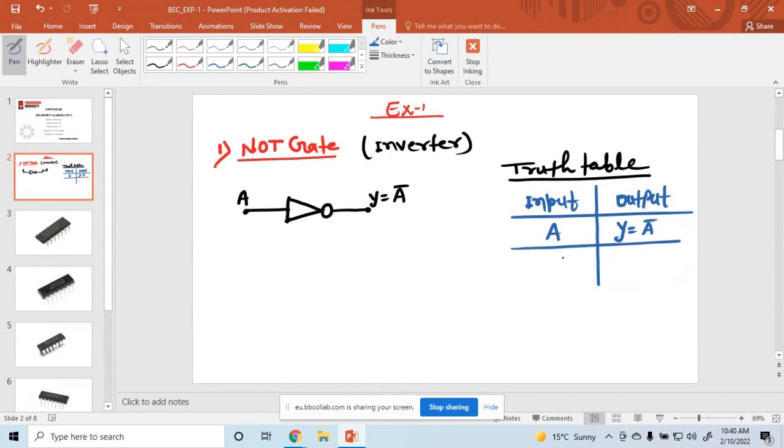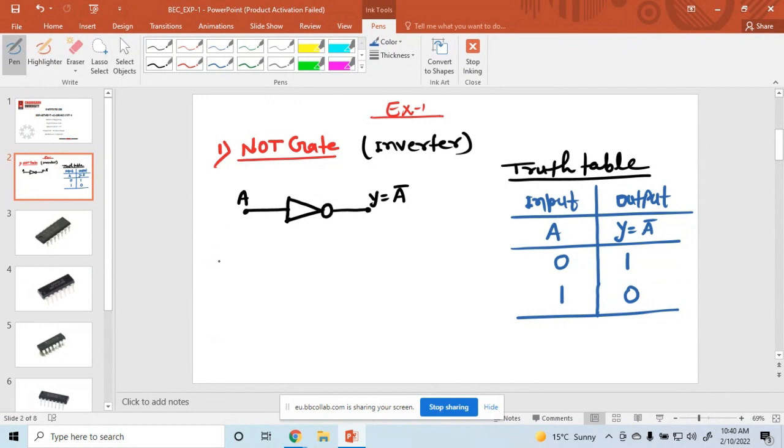Yes. So suppose A is 0, what is the value of Y? A bar, so 0 bar, that means the complement is 1. And if A is 1, so 1 bar is equal to 0. So this one is the truth table of the logic gate. So what is the logic here?